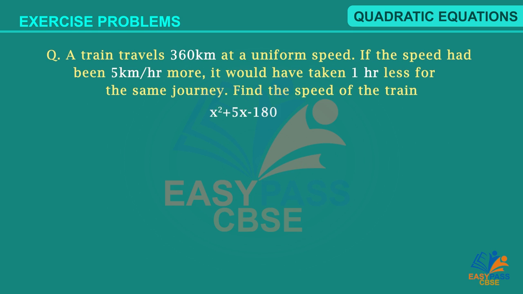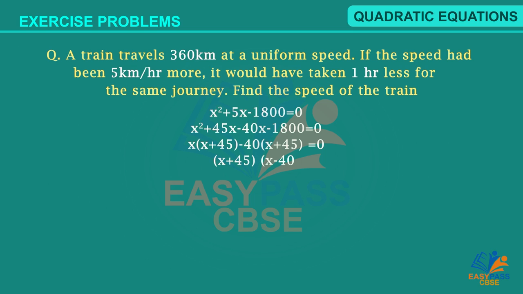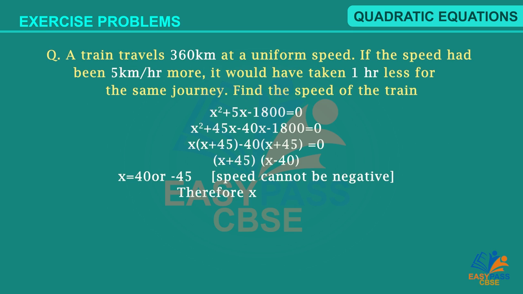On simplifying, we get x square plus 5x minus 1800 equal to 0. Factorizing, we get x is equal to 40 or x is equal to minus 45. Minus 45 cannot be the answer. Therefore, x is equal to 40. So, the original uniform speed is x is equal to 40 kilometers per hour.